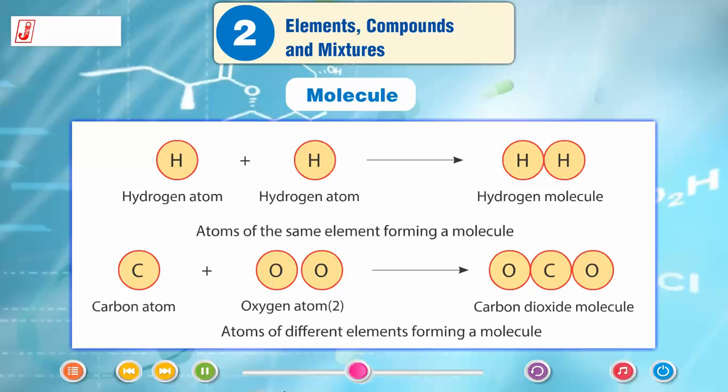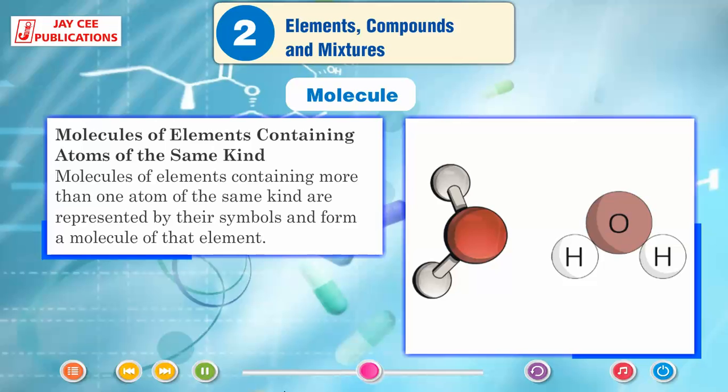H, hydrogen atom, plus H, hydrogen atom, gives H2, hydrogen molecule. Atoms of the same element forming a molecule. C, carbon atom, plus 2 O, oxygen atoms, gives CO2, carbon dioxide molecule. Atoms of different elements forming a molecule. Molecules of elements containing atoms of the same kind.